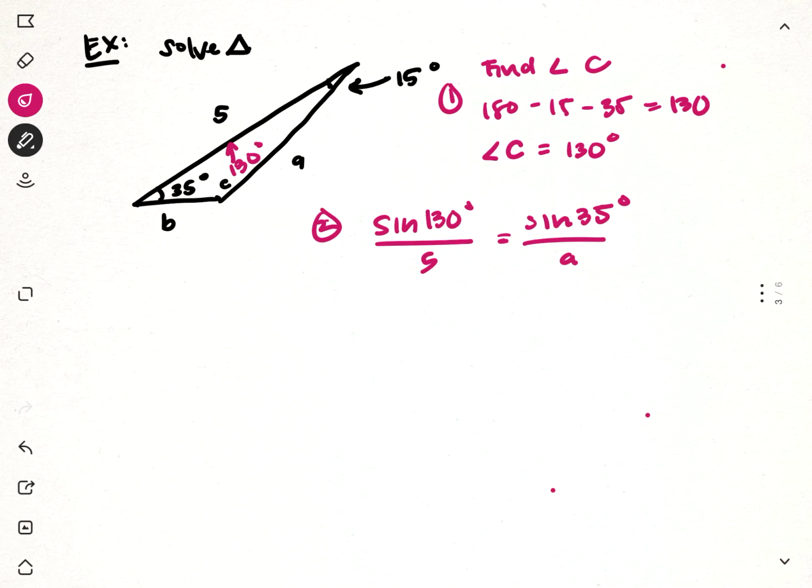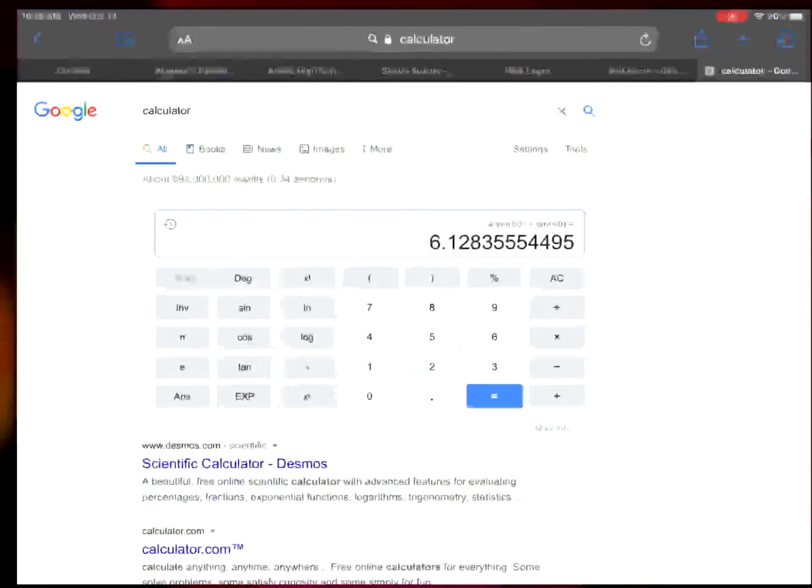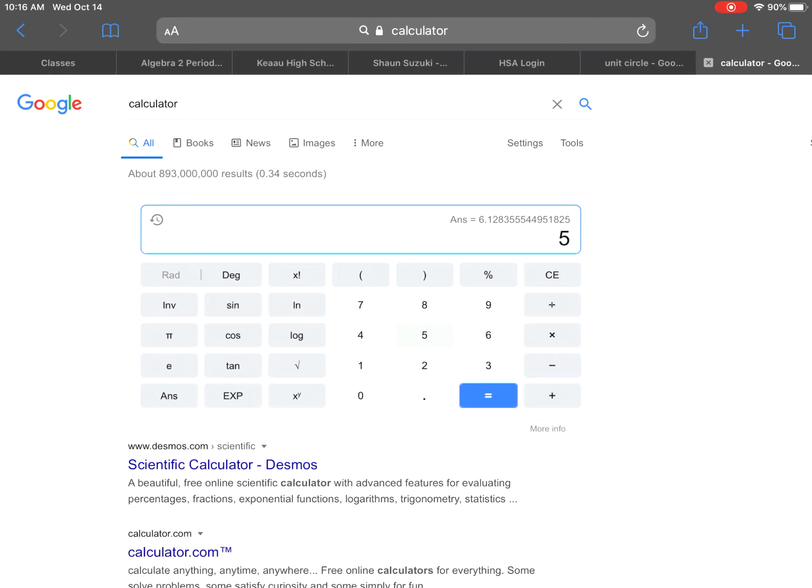We're going to go ahead and solve this exactly like we did the other cases. So 5 sine 35 equals A sine 130. We're going to divide by sine 130. And then we get A. So A is going to be equal to 5 sine 35 over sine 130. 5 sine 35 divided by sine 130.